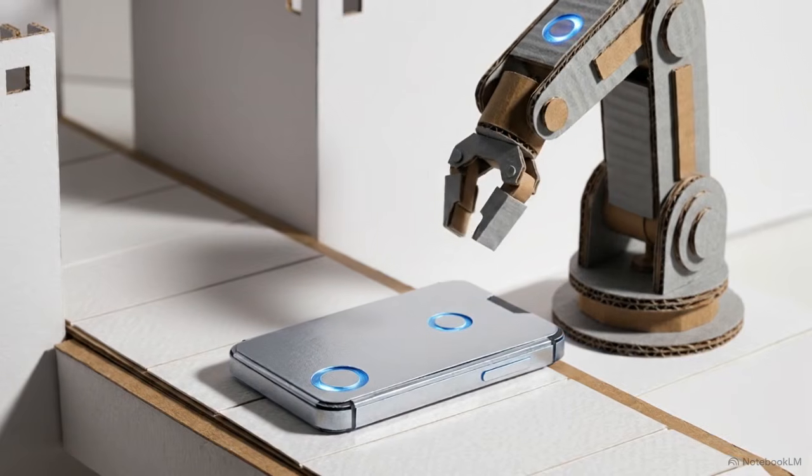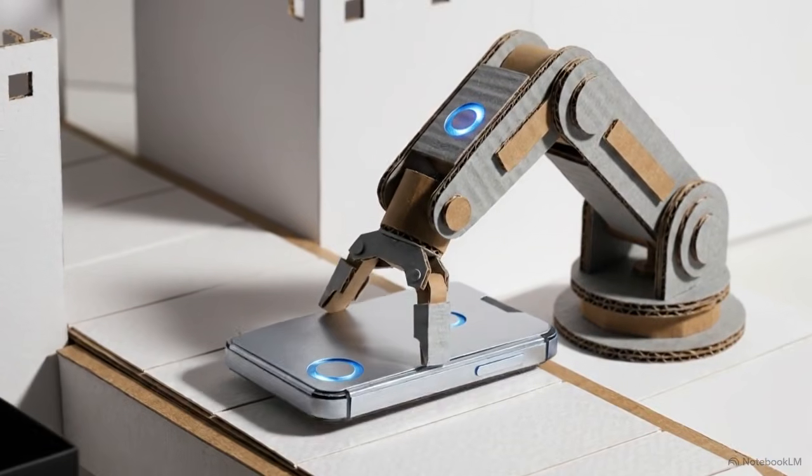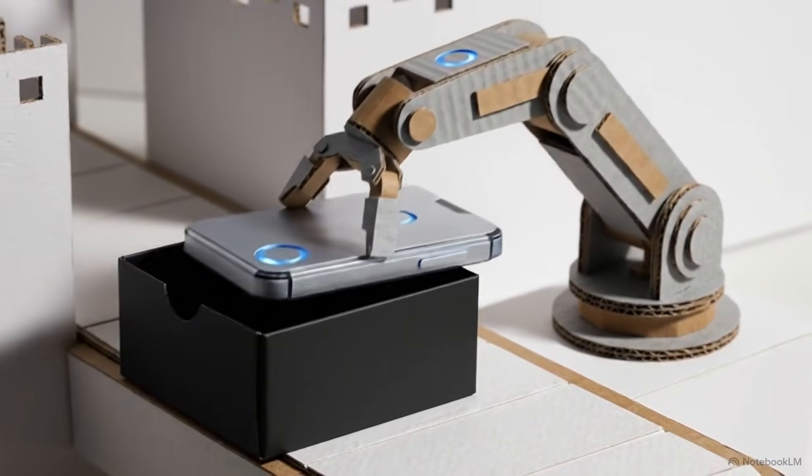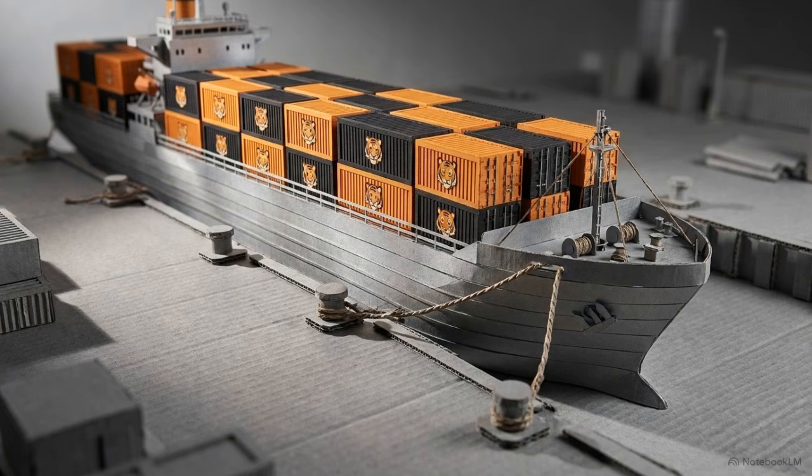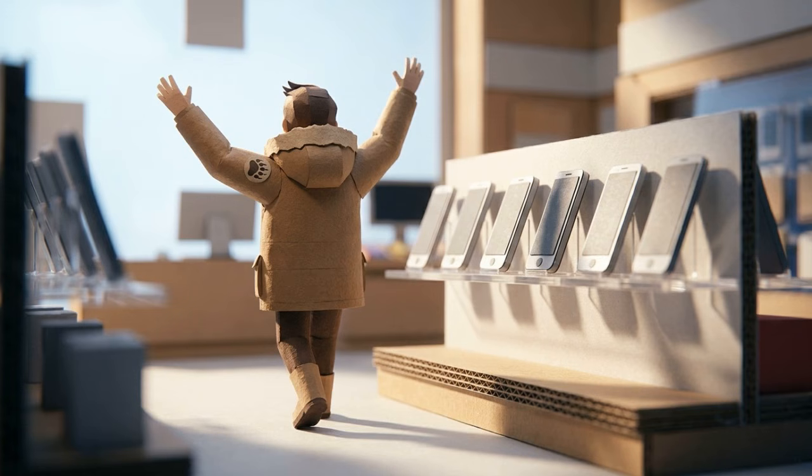Let's follow a single tiger gadget rolling off the assembly line, ready to be exported to a customer in the Bear Federation. With the Tigro's appreciation, the trade math shifts. A bear customer hands over many more bear bucks for a single Tigro. Crucially, internal production costs haven't changed. The exchange rate only alters the final export price in the foreign currency. This mathematical disadvantage instantly makes tiger exports uncompetitive on the global market. Faced with artificially inflated prices, the Bear Federation's demand for those gadgets plummets.